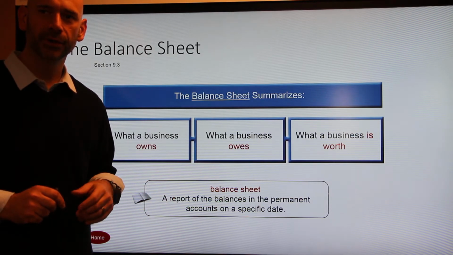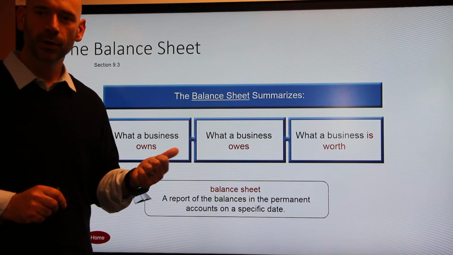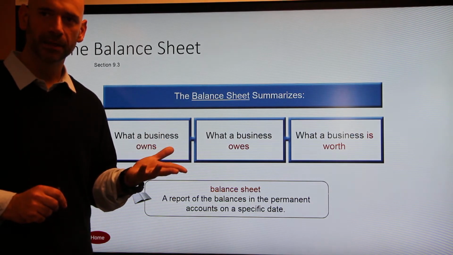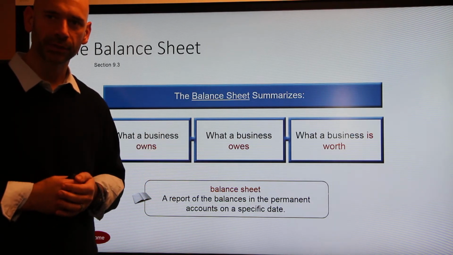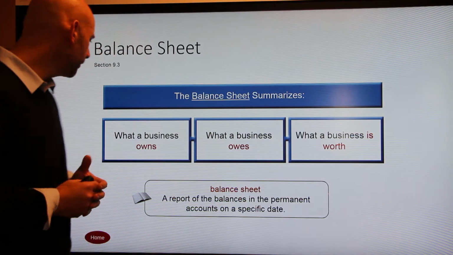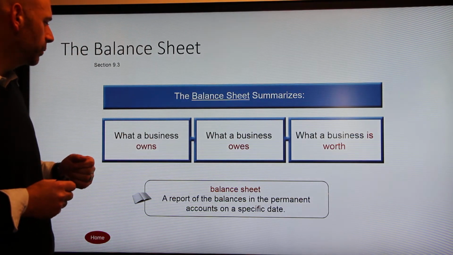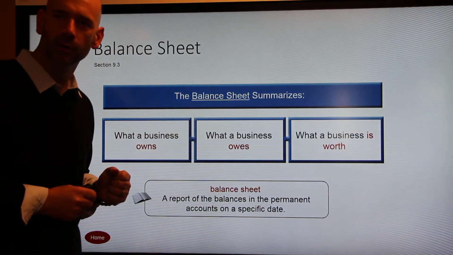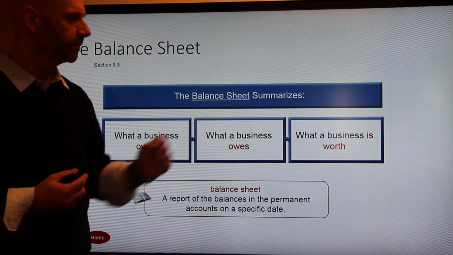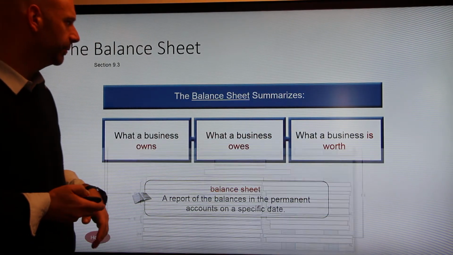Expenses and revenues show up on the income statement, and withdrawals show up on the owner's equity statement that we just did. So let's get into it. Obviously, what the business owns is the assets, what the business owes is the liabilities, and what the business is worth is the owner's capital.